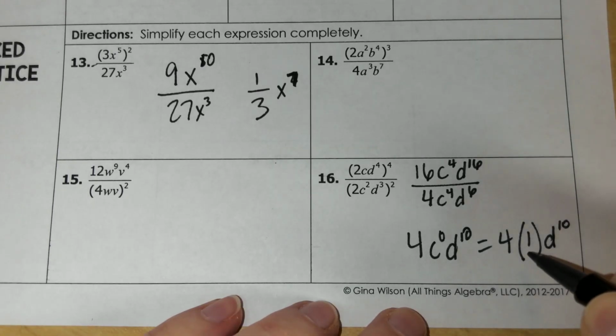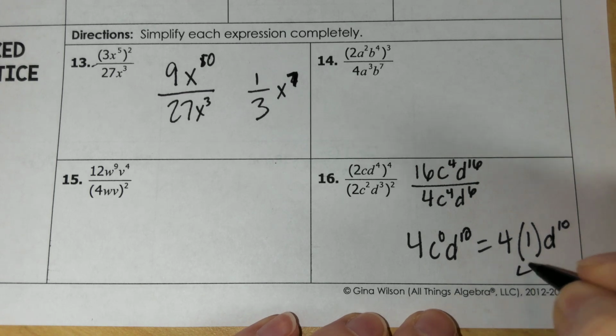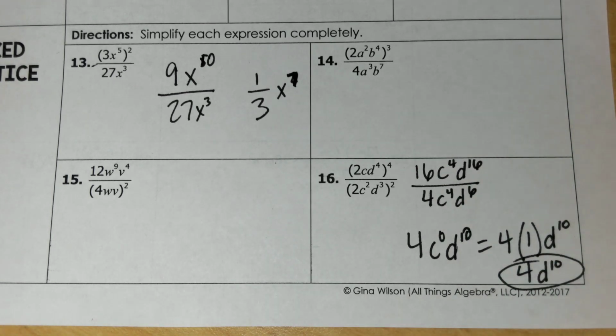That 4 and that 1, it's not necessary to have them both there. We can simplify that and it becomes 4d to the 10th for our final answer. So there's just a few extra steps and things, but just take your time and go with the order of operations on those. There's plenty of practice here that you can do using those skills that we've been talking about.